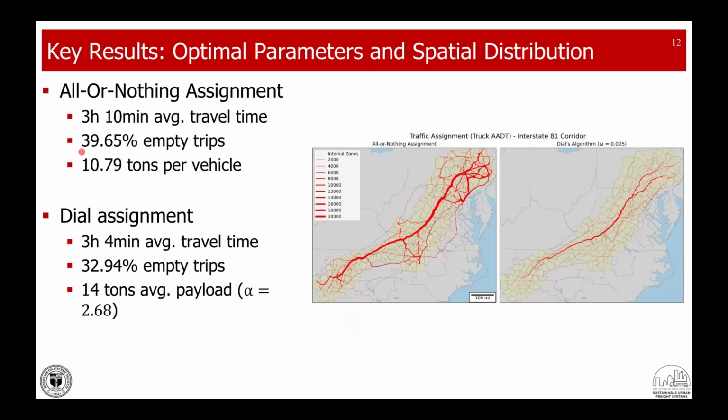Where it differs is that there's a higher empty trip percentage once you consider all or nothing, and then with a smaller tonnage. So using a stochastic method or a proportional flow splitting method, you get fuller trips, and on average, we get a higher payload. So using our logarithmic shipment size, we got anything from 10 to 17 tons between ODs. So on average, it's 14. So it's fuller trips with larger trucks, which is essentially what we want.